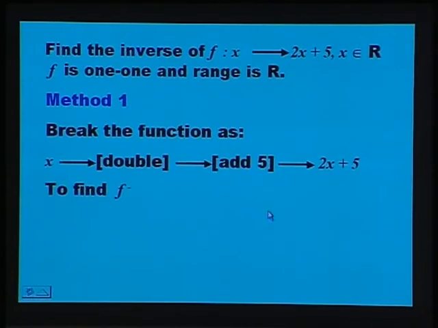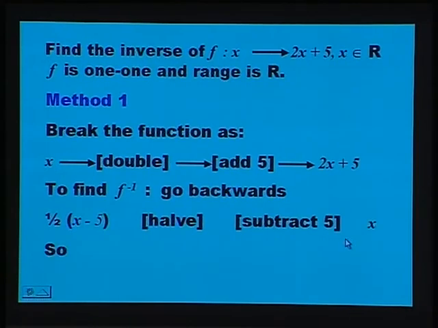Therefore, in this first method, to find f inverse, we're going to go backwards. That is, first of all, we will subtract 5. Instead of adding 5, we'll subtract 5, and then instead of doubling x, we'll halve it, so that x minus 5, halved, gives half times (x minus 5). So f inverse is half (x minus 5). f inverse of x is half (x minus 5) for all real x.